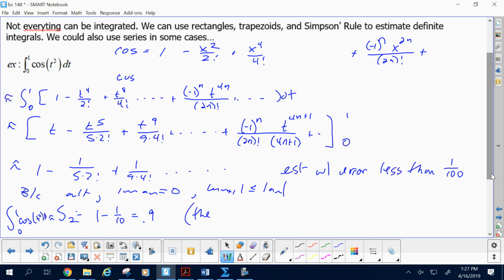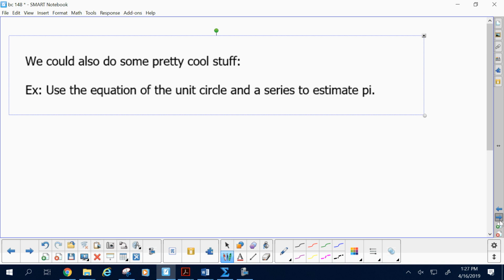We could say the error is less than 100 because s minus s2 is less than or equal to a3, which is what we got there, 24 times 9, 180, 216, 1 over 216, which is less than 100. You with me? Are you with me? Yeah. Okay.